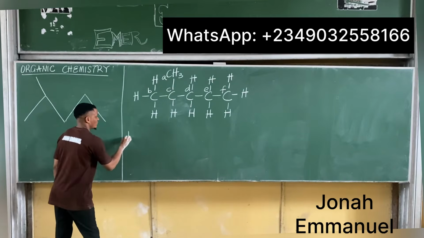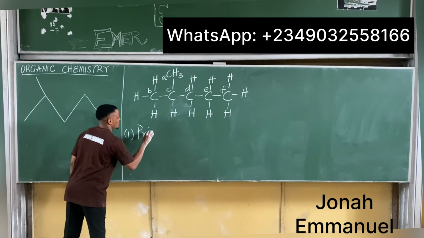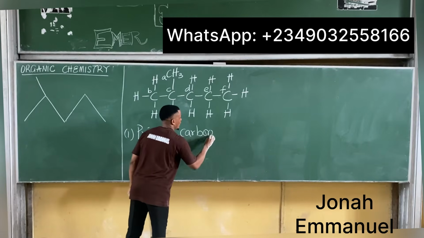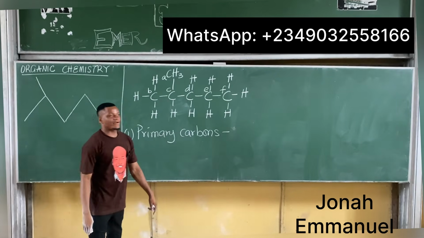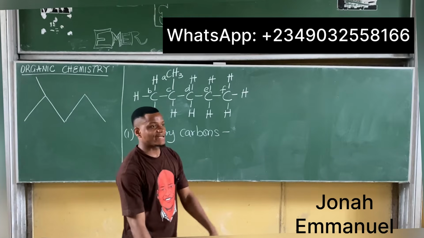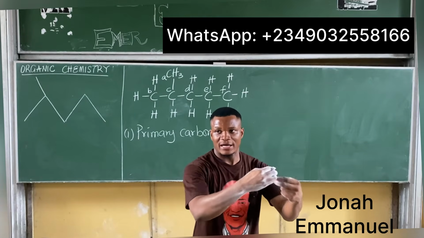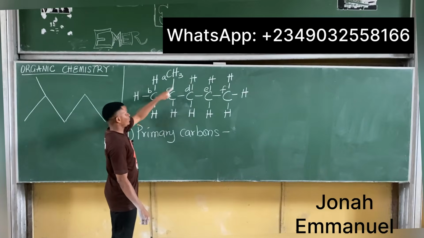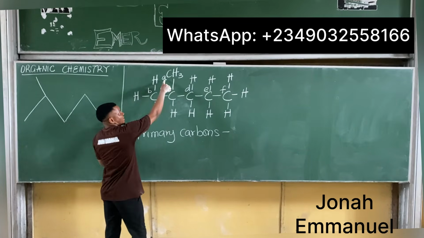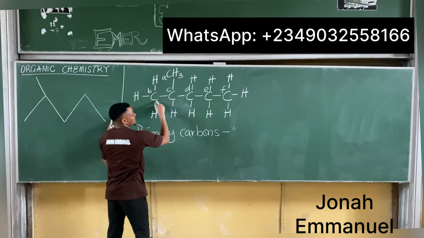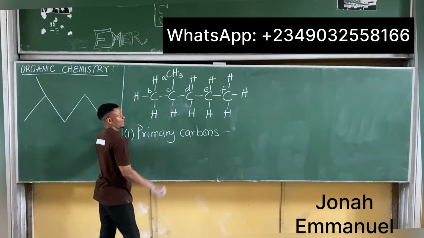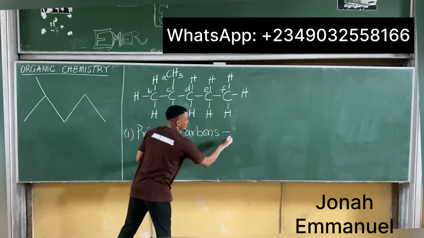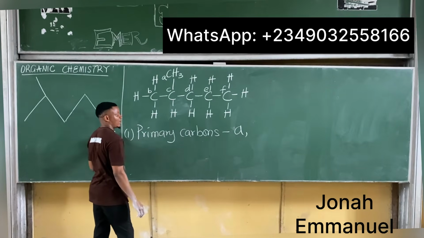First things first, let's get which of them are primary carbons. What's the idea of primary carbons? Primary carbons are simply carbons that have one alkyl group attached to them. If I look at carbon A, carbon A is attached to just this one alkyl group. So carbon A becomes a primary carbon.